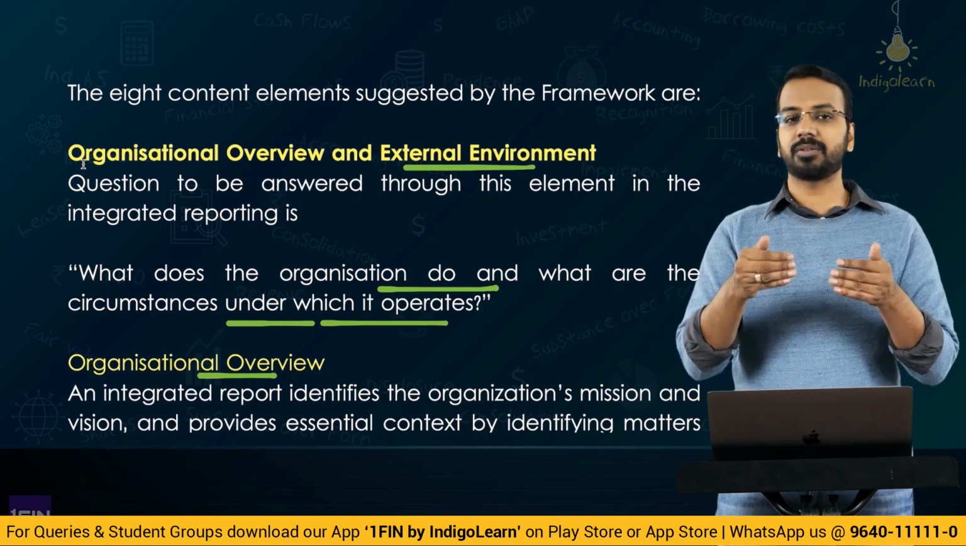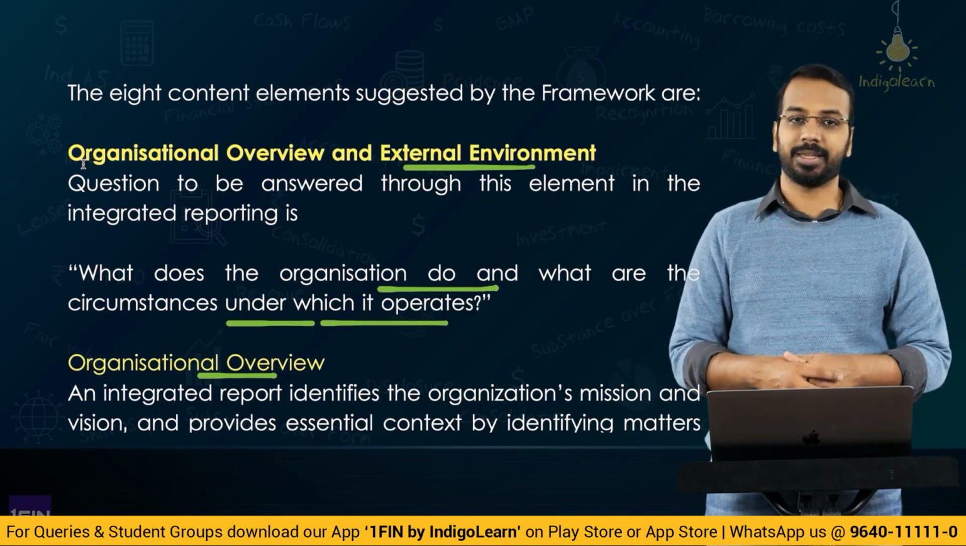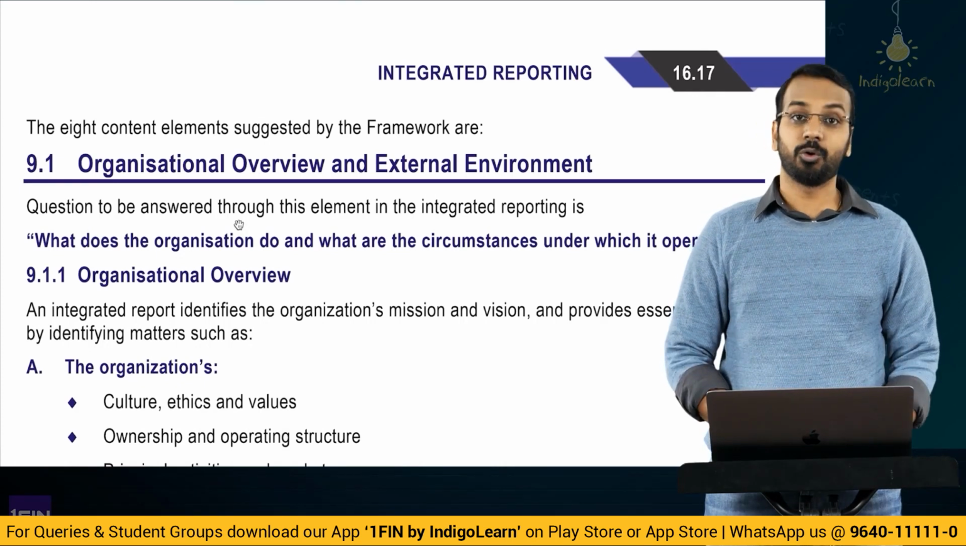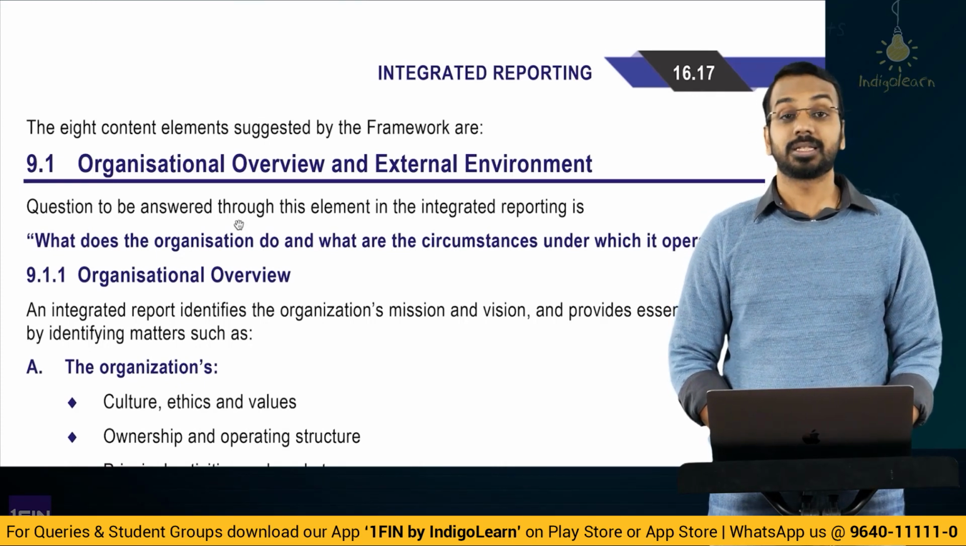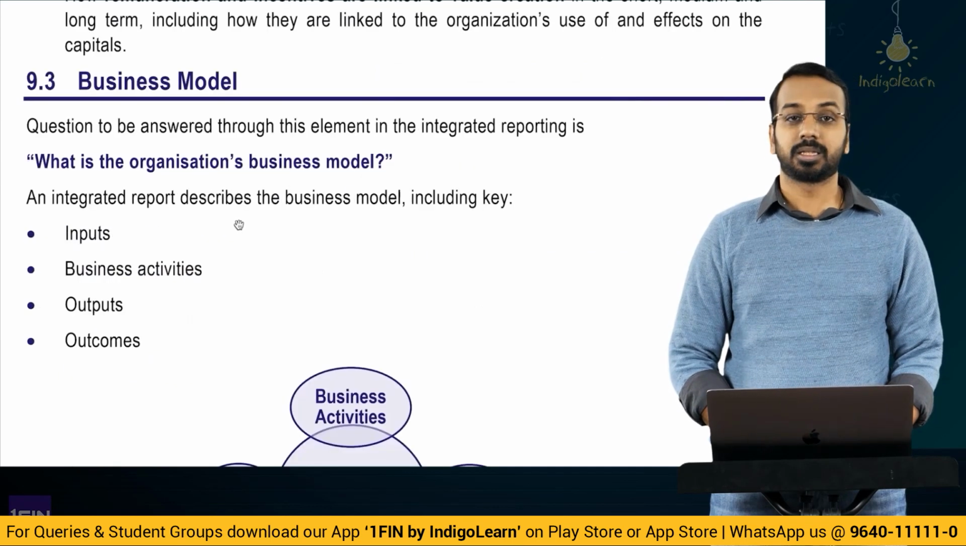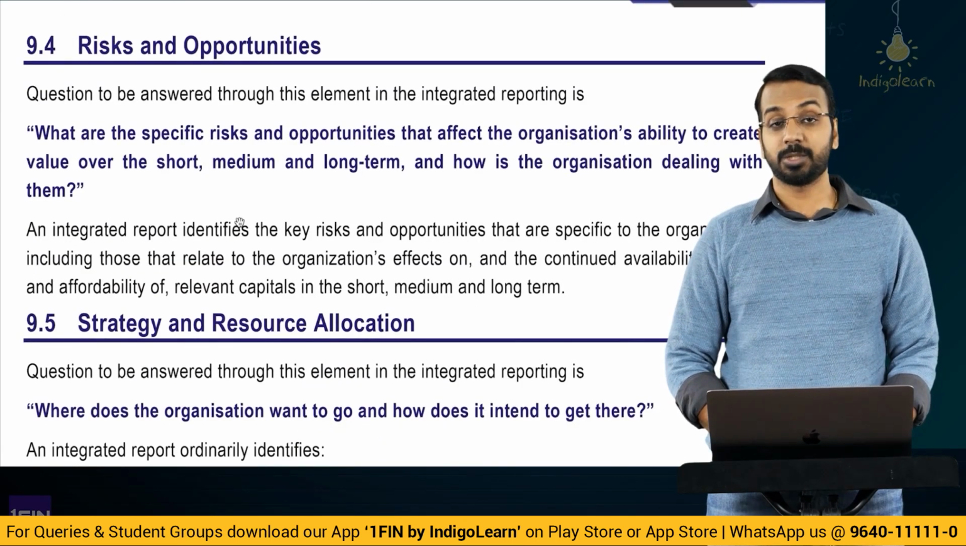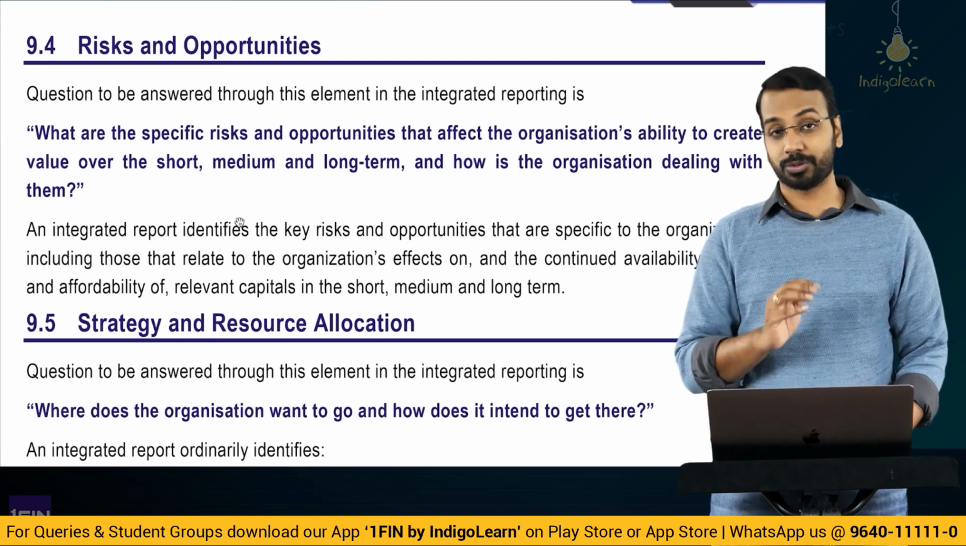So, like this, for each of the content elements, you must be able to describe. So, just to summarize, what are the 8 content elements? The first one is organizational overview and its external environment. The second one is governance. The third one talks about the business model. The fourth one talks about the risks and opportunities, basically, so what are the risks and opportunities.